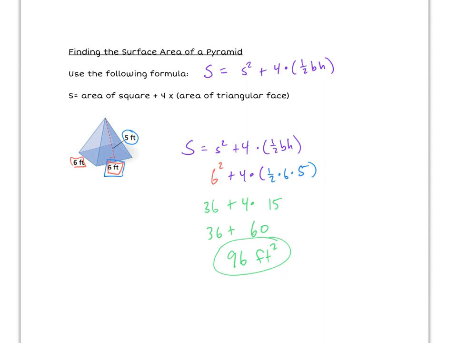Remember to make sure that you're using all of these parts. This s squared, don't forget to multiply the number times itself. So 6 times 6, not 6 times 2. And then when you do your triangles, remember that is 1/2 times the base times the height.